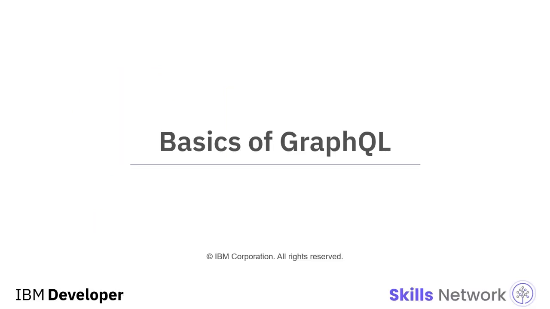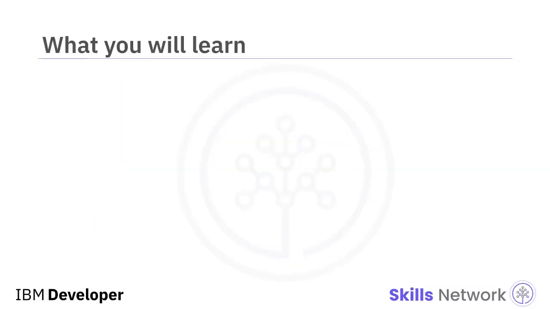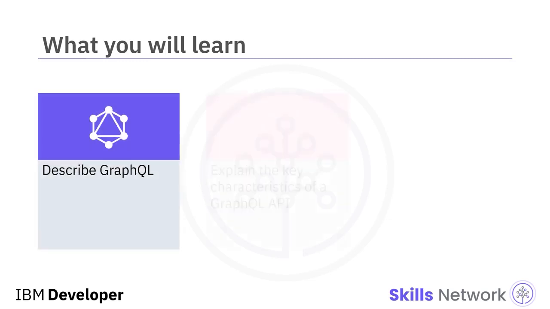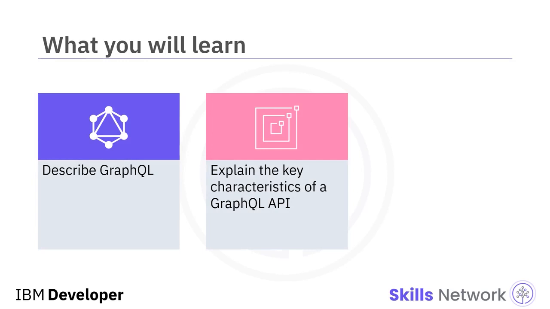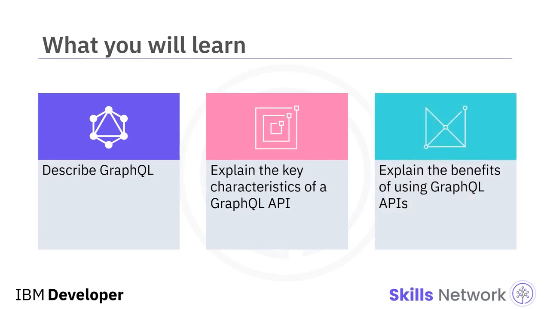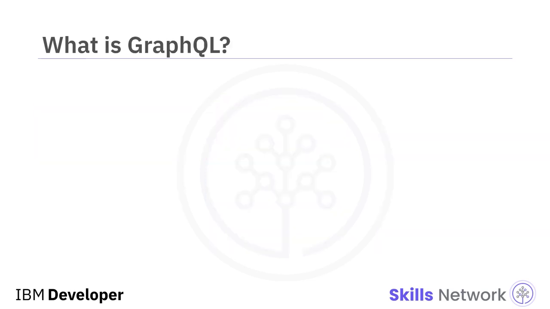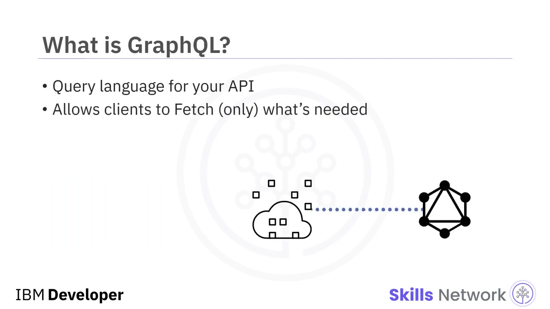Welcome to Basics of GraphQL. After watching this video, you will be able to describe GraphQL, explain the key characteristics of a GraphQL API, and explain the benefits of using GraphQL APIs. GraphQL is a query language for your API. It provides a standard way to allow clients to request only the data that they need from the API, and it can be developed using any programming language, as it is language agnostic.